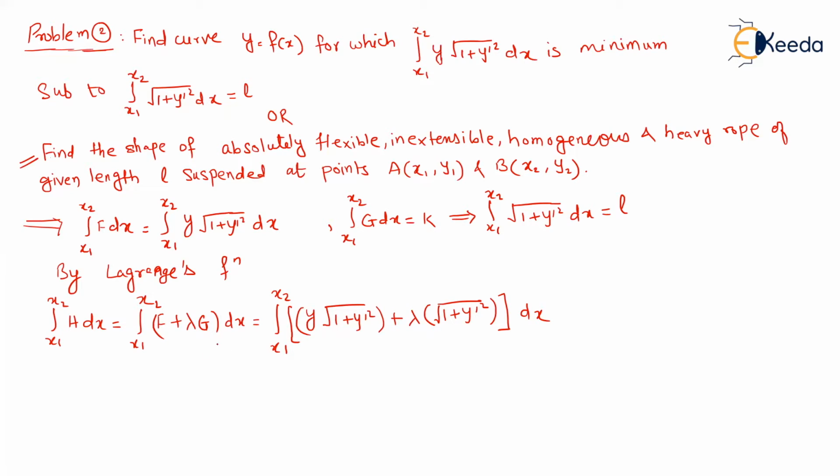Let us move on. See here, h is independent of x. What does this mean? Dou h upon dou x equal to 0. Therefore, by Euler's equation, there is a special case, and according to that Euler equation, what is the formula? H minus y dash dou h upon dou y dash equal to c.